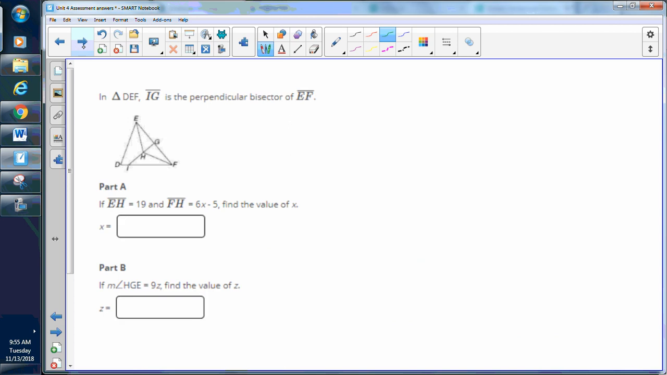corresponding perpendicular bisector. Perpendicular bisector means it's the same distance from each of the sides. So EH and FE are the same. This one we did quite well on part A, mainly because this is about the only thing we might think to do. 6x equals 19, 6x minus 5. So 24 equals 6x. So 4 equals x.